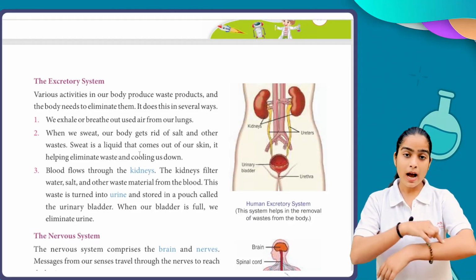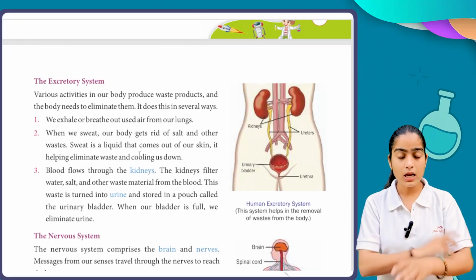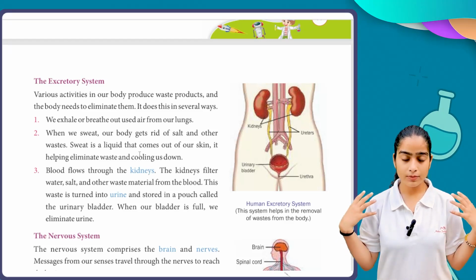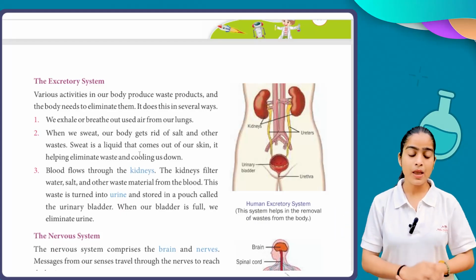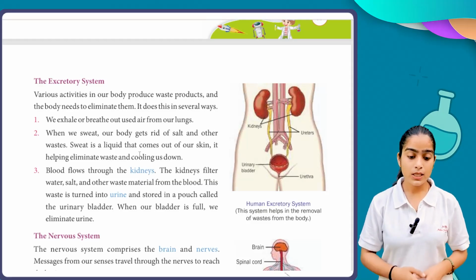So when you have your sweating process, we generally know that your sweat is salty. With the help of that, your body takes out waste products with the help of sweating. Blood flows through the kidneys. The kidneys filter water, salt and other waste materials from the blood. This waste is turned into urine.